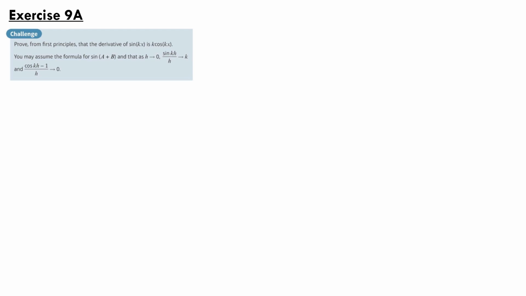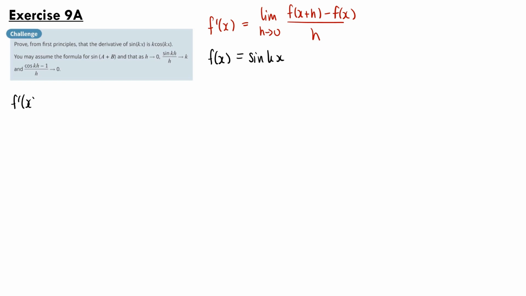Okay then, so we can start by writing out the formula for differentiation from first principles, which we know is the derivative of f of x is equal to the limit as h approaches 0 of f of x plus h minus f of x over h. And in this case, we're going to have the function we're trying to differentiate, f of x, being sine of kx. And so applying the formula in this case gives us that the derivative of f of x is equal to the limit as h approaches 0 of sine of kx plus h.